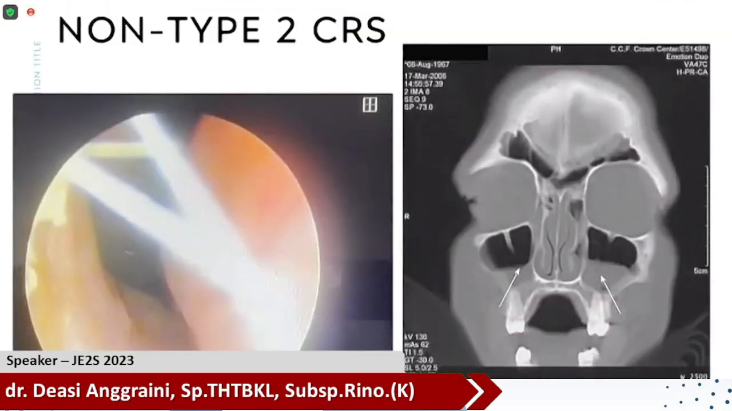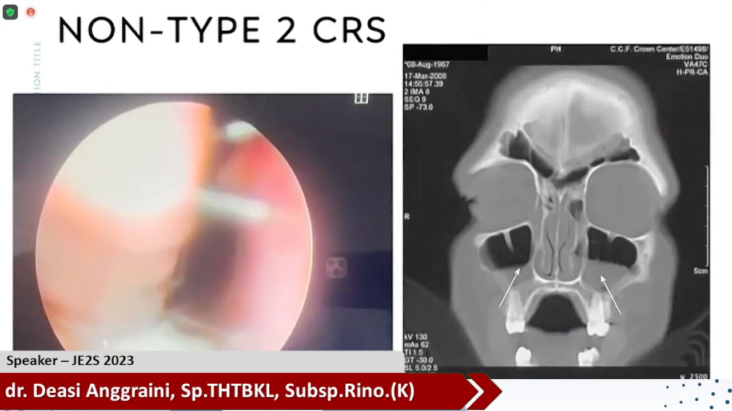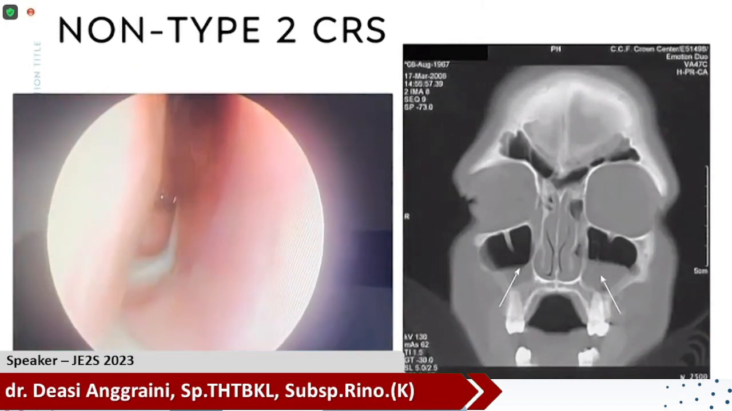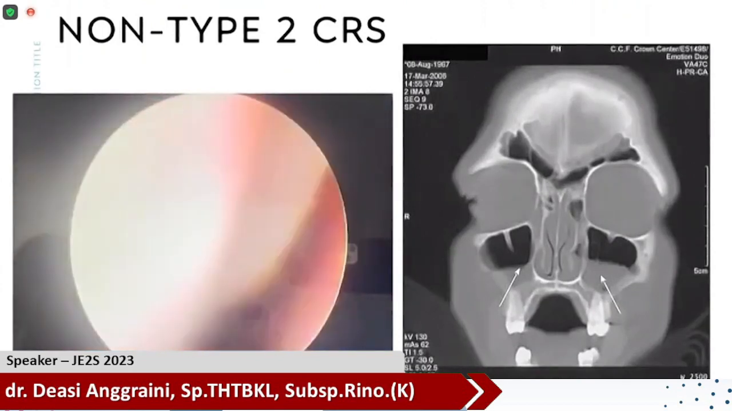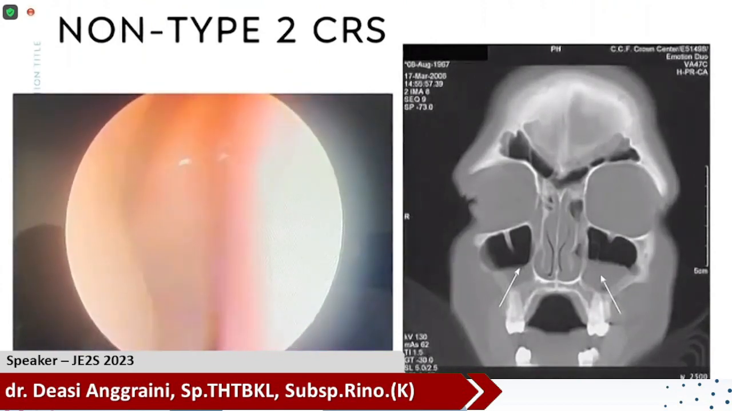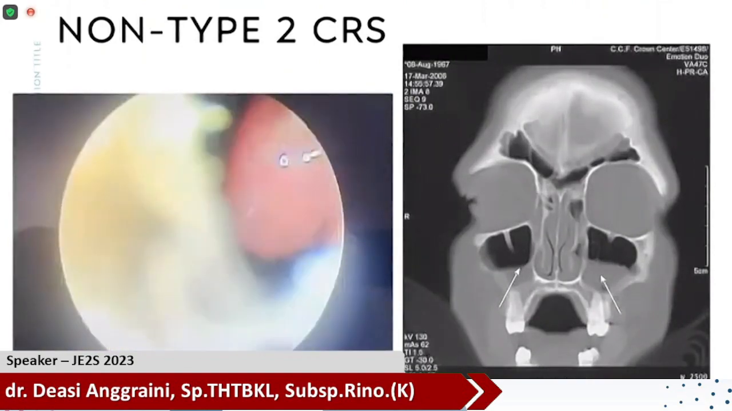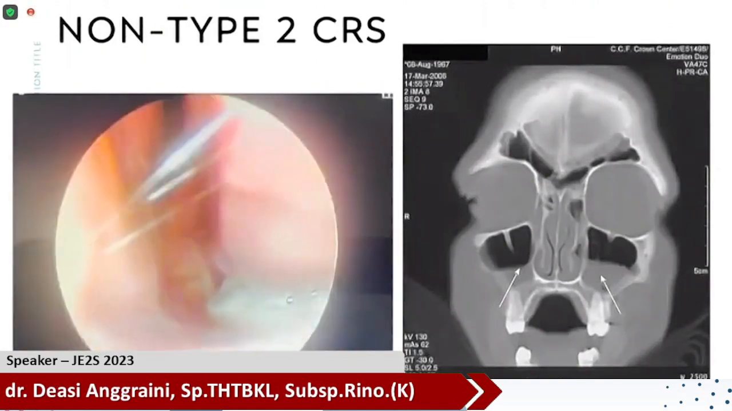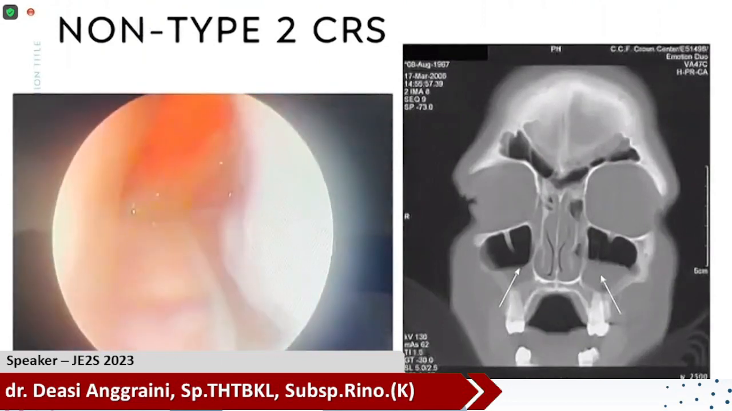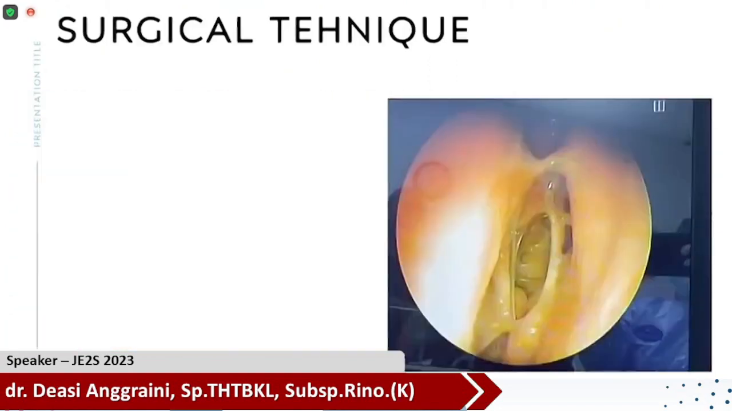This is non-type 2 CRS. Usually the patient comes with purulent secretions on both sides and nasal obstruction. And after medical treatment for 6 up to 12 weeks, then we perform the CT scan. If there is no improvement, then we can perform the surgery. But the surgery is different. The surgery is only conventional surgery, not necessarily extended surgery or a wide open cavity. And usually the result is quite good.